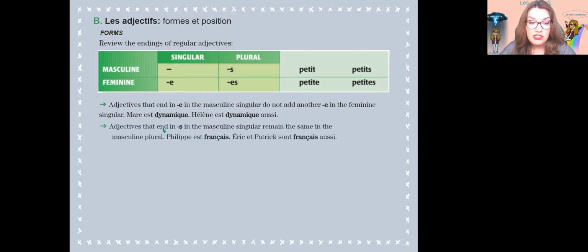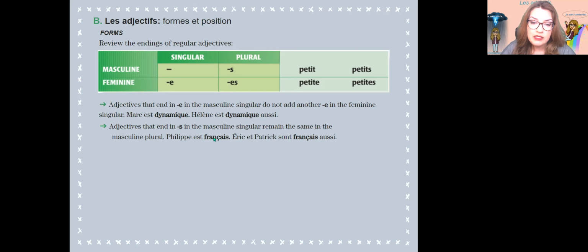D'accord? Adjectives that end in S in the masculine singular remain the same in the masculine plural. So same rule, if the adjective in the masculine singular includes an S as part of the word, we do not add anything in the plural. Philippe est français, okay? Français is an adjective. Here is the masculine singular form. So if we add another person to make it plural, Eric et Patrick sont français aussi. So here we do not need to add another S because it already has an S in the singular.